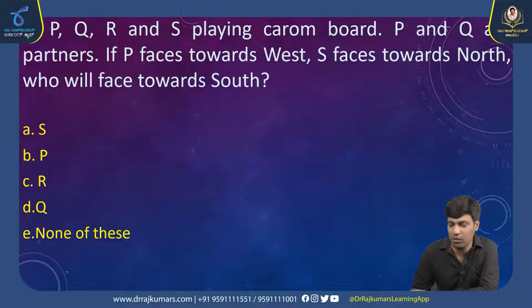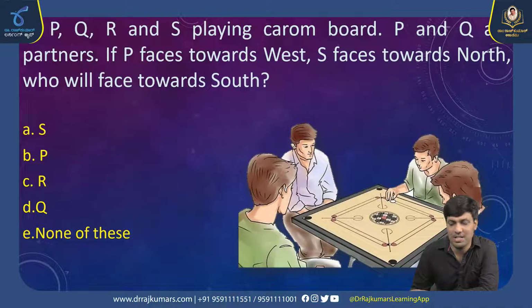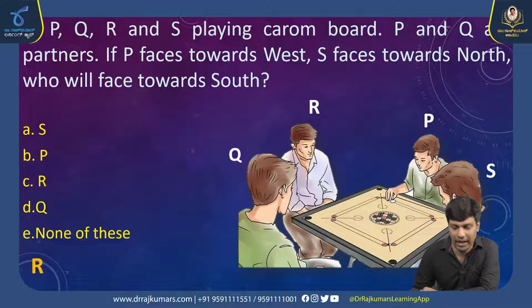On looking at the hint we have here, there are 4 persons playing carom board in such a way that P is facing towards west direction. They have given already the partner of P is Q and S faces north direction. If you clearly observe here, S is facing in a north direction and the only remaining person is R and he should face the south direction. So the right option for this question is option C.